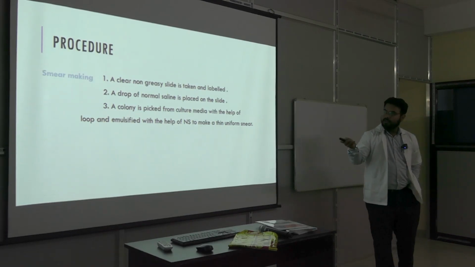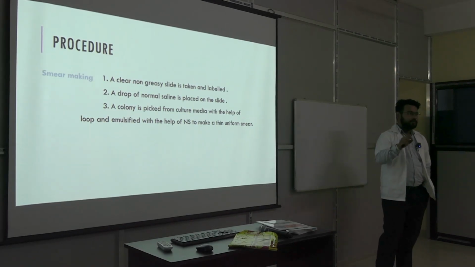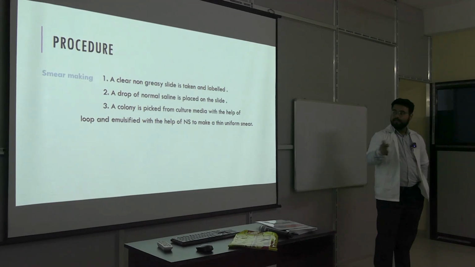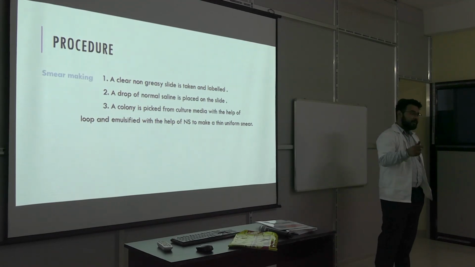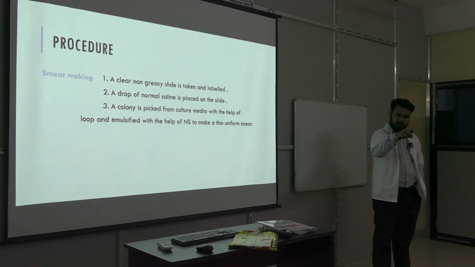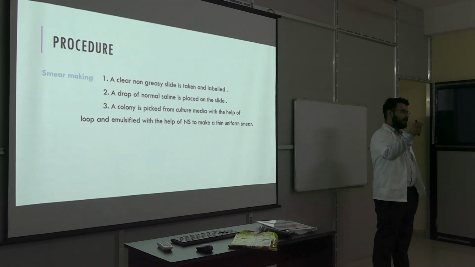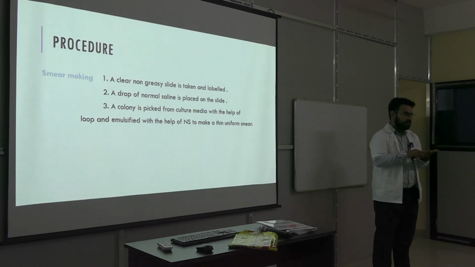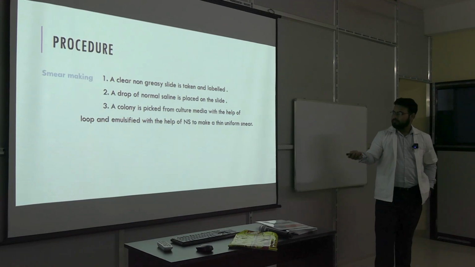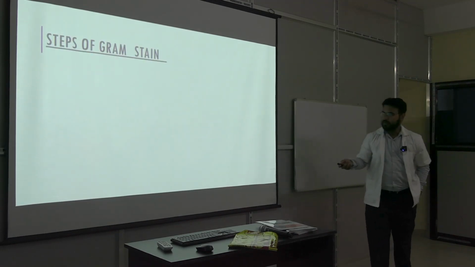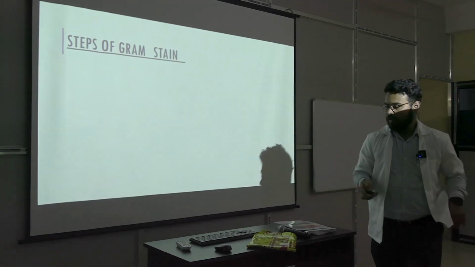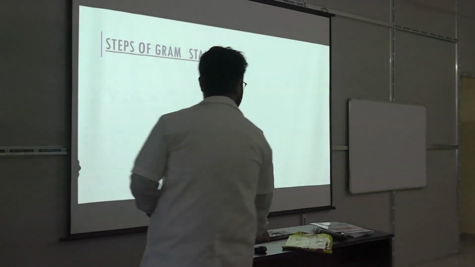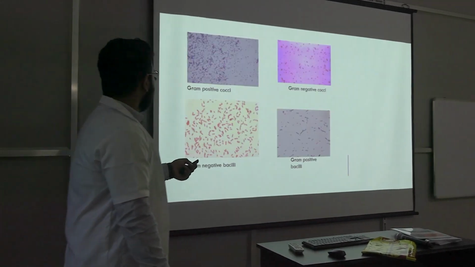So first, the procedure in a non-greasy slide: you have to first label it, and then make a smear. The smear will be prepared by pouring a drop of saline and taking a scoop with the help of an inoculation loop from the culture media, and making a thin oval-shaped smear at the center of the glass slide. Now the steps of gram staining. Okay, we'll move on to the steps later.